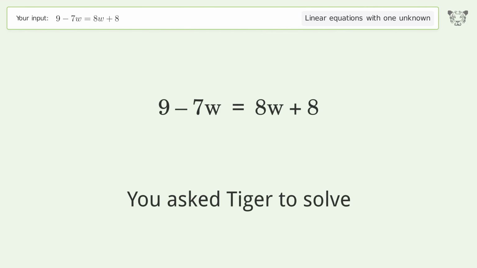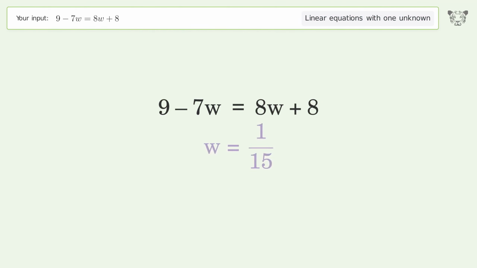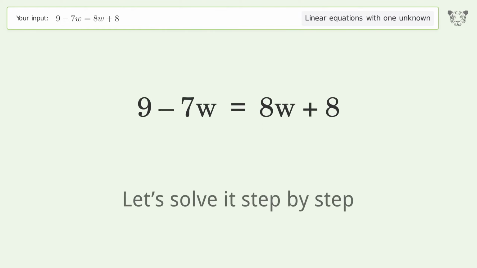You ask Tiger to solve. This deals with linear equations with one unknown. The final result is w equals 1 over 15. Let's solve it step by step.